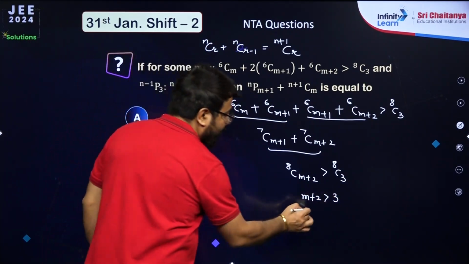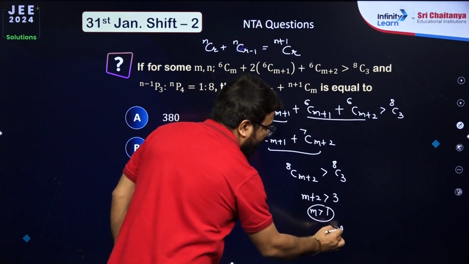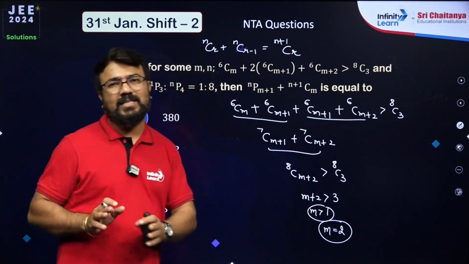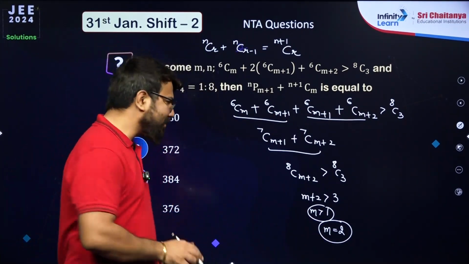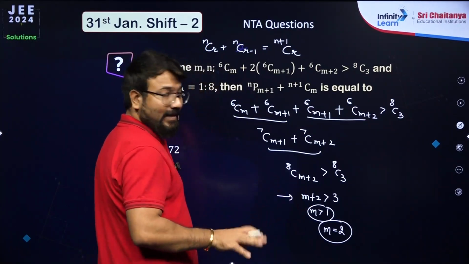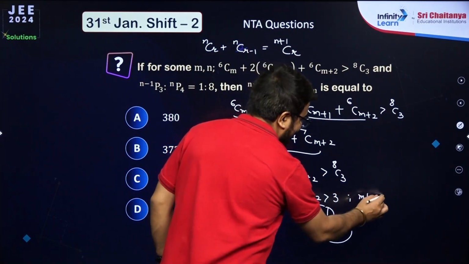So m should be greater than 1. That means the nearest value will be 2, for m equals 2, because 8C4 is the highest value. We cannot write it in this way, because m plus 2 is greater than 3, but m plus 2 should be less than 4 also. Are you getting my point?